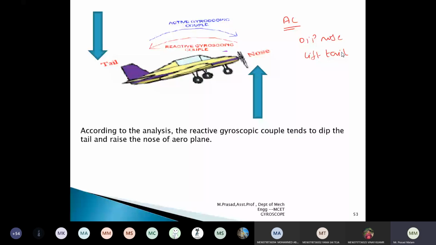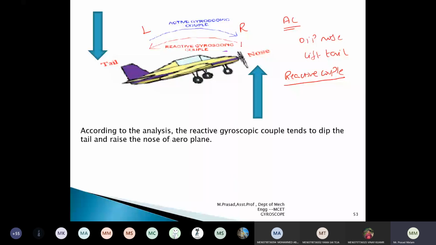What reactive couple is doing? So this is the gyroscopic effect due to active couple. To maintain this in equilibrium, we are having the reactive couple, which is shown with the red line here. It is moving like this. This is the active couple moving from left side to right side, where the reactive couple starts moving from right end to the left end.